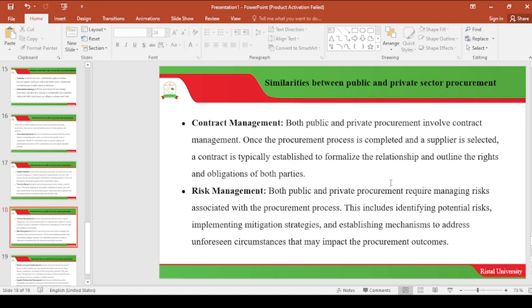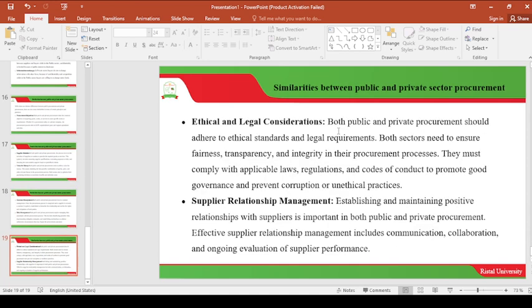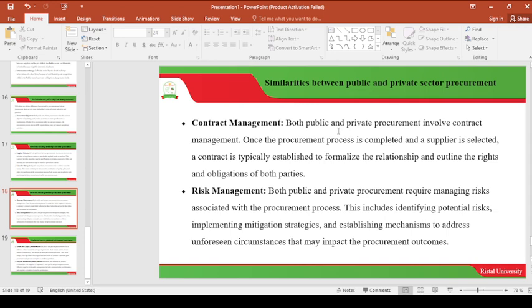Yes. So this marks the end of our first topic, the introduction to public and private sector procurement. Our next topic will be the procurement process in the public sector procurement.